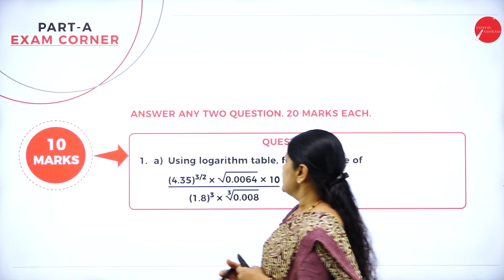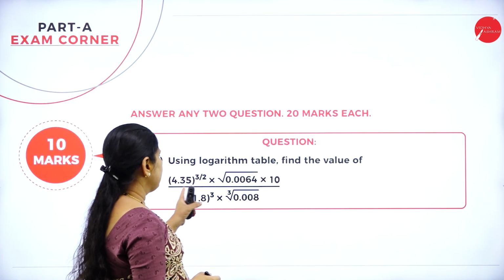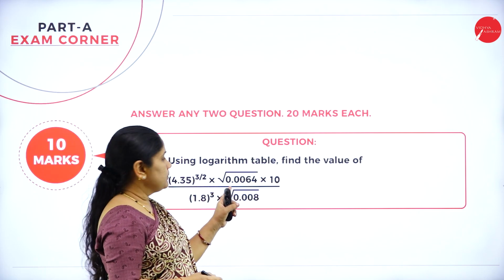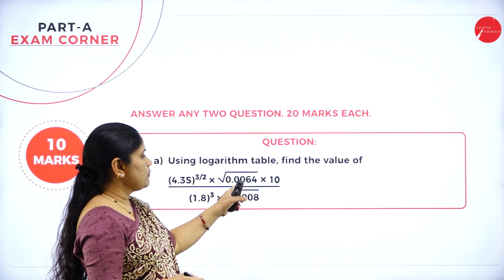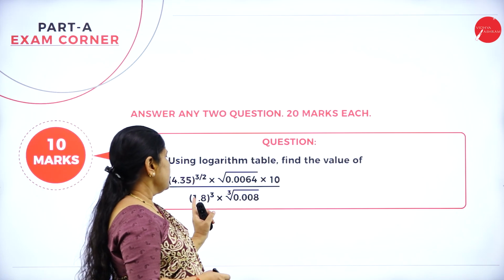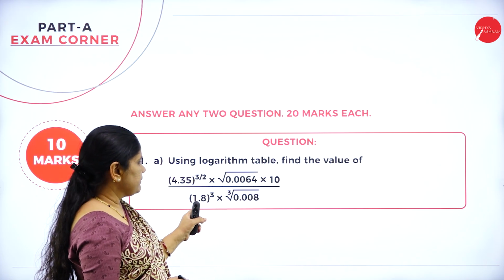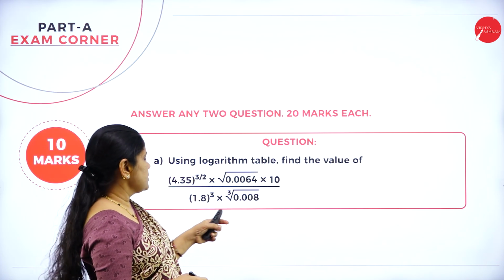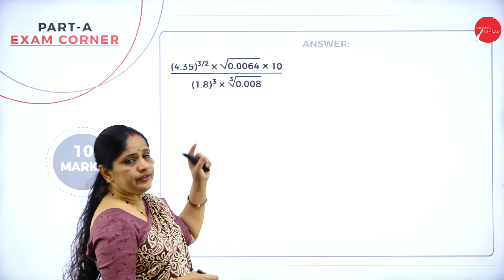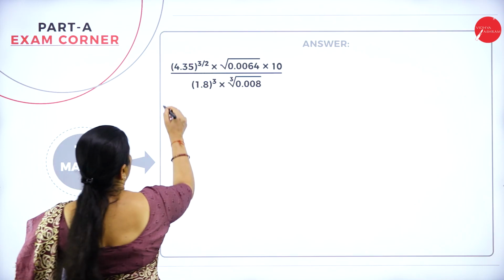Now the first question is, using logarithm table, find the value of 4.35 to the power of 3 by 2 into root of 0.0064 into 10 divided by 1.8 to the power 3 into cube root of 0.008. Now we have the problem here. So I will write.